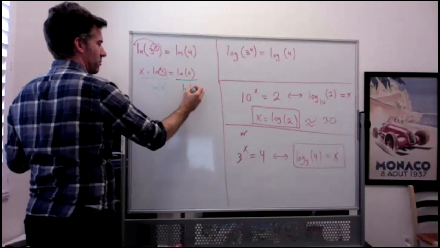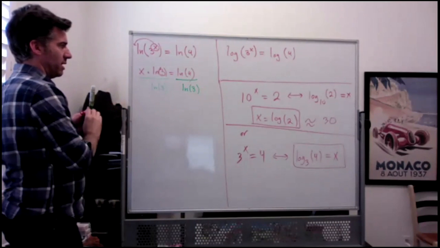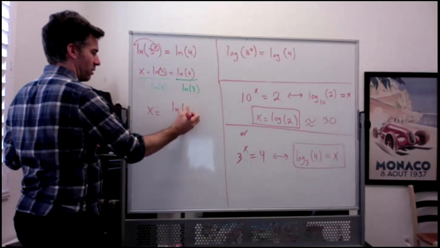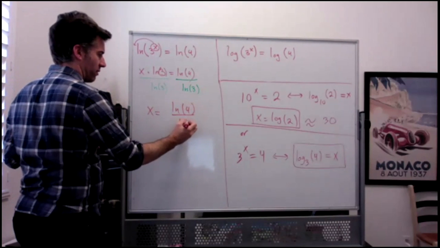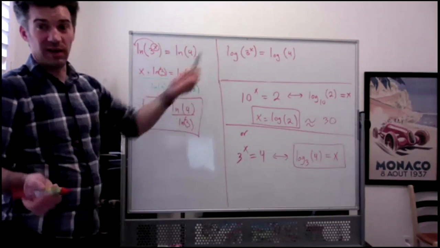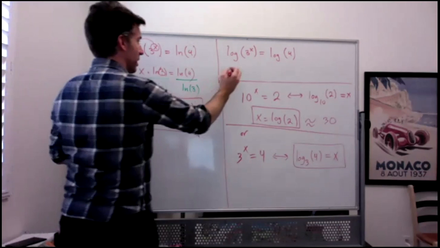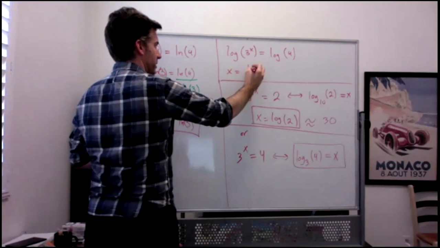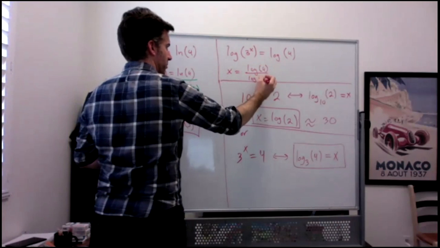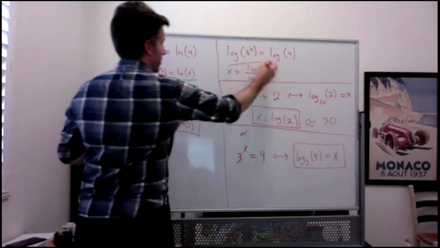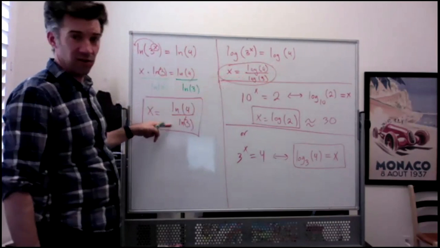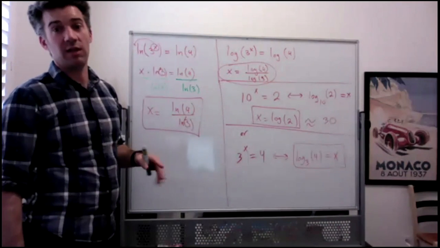So we end up getting x on the left, and we get the natural log of 4 divided by the natural log of 3. If you use log base 10 instead, you would get x equal to the log base 10 of 4 over the log base 10 of 3. And you can check on your own if you want that if you plug this into a calculator, they're going to be the same. Just kind of neat.